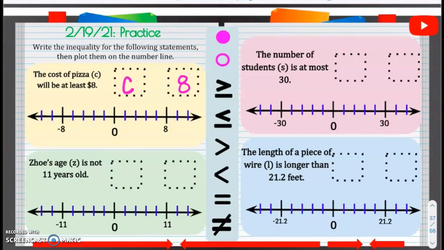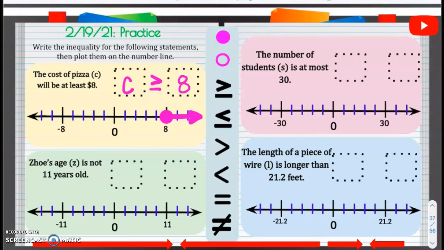So the cost is going to be either greater than or equal to that 8, which means we are going to have a closed circle because it's greater than or equal to 8, and it's going to be greater than or equal to, meaning we are going to shade to the right.